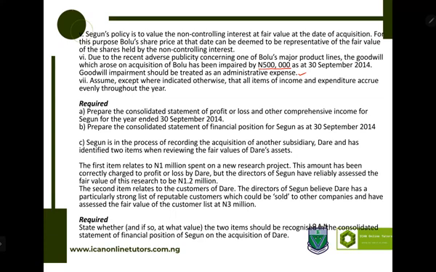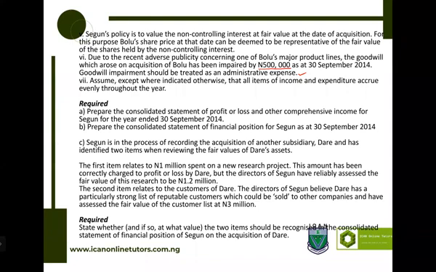Let's assume, except where indicated otherwise, that all items of income and expenditure are accrued evenly throughout the year. Prepare the consolidated statement of profit or loss and other comprehensive income of Segun. Then prepare the consolidated statement of financial position for Segun as at that date.